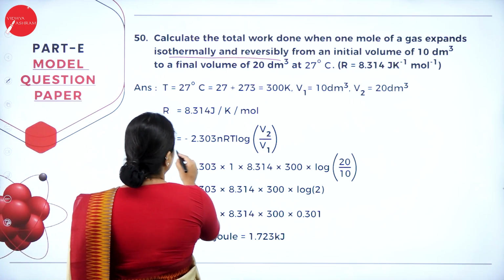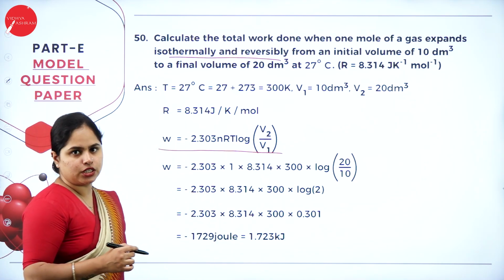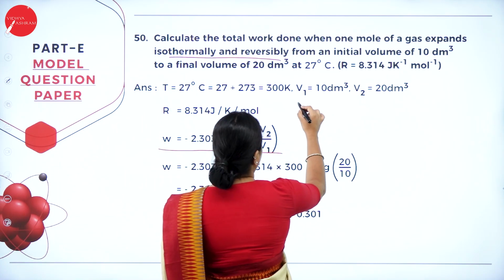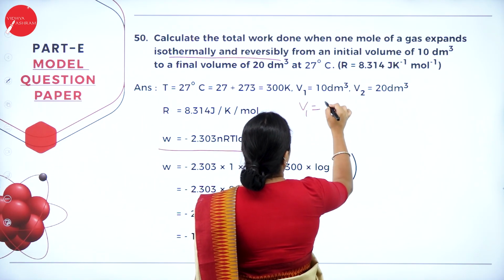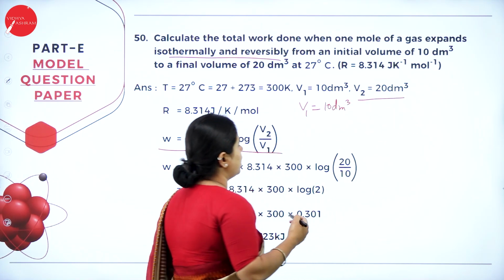It is minus 2.303 nRT log V2 by V1. So this is the equation that you have to use. So what are the given things? Initial volume is what? 10 decimeter cube. It is given. Final volume is what? 20 decimeter cube. That is given.